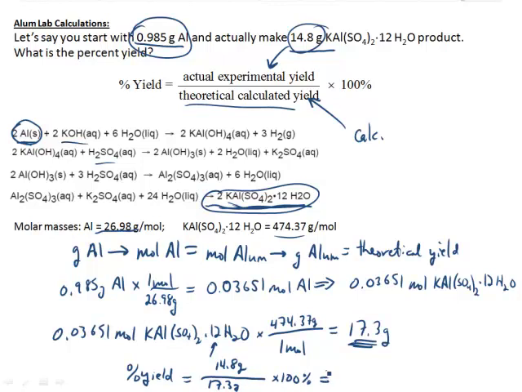So divide 14.8 by 17.3. That gives 85.5% yield, which is not bad. That's a good yield. All right, that's how that works.